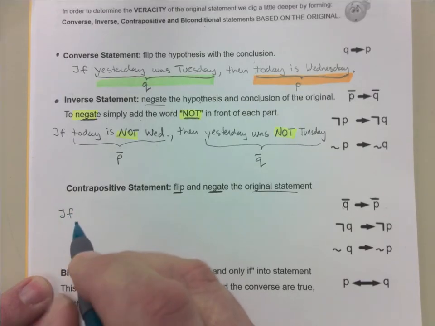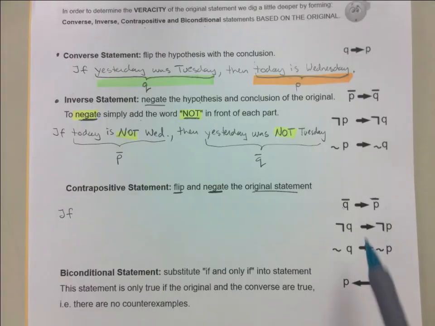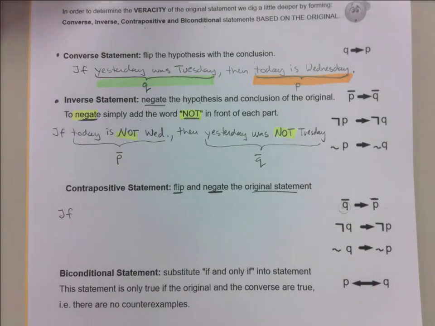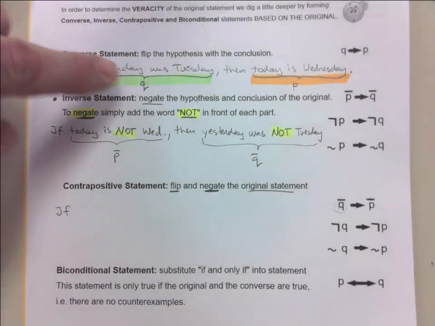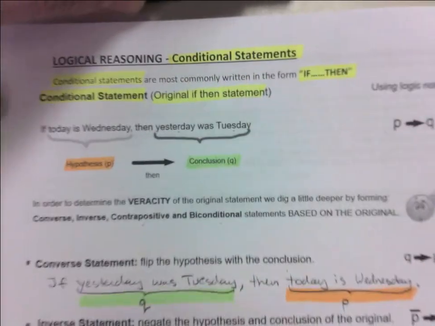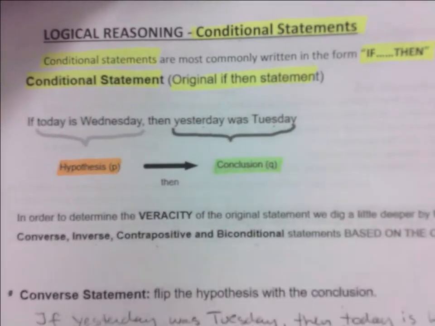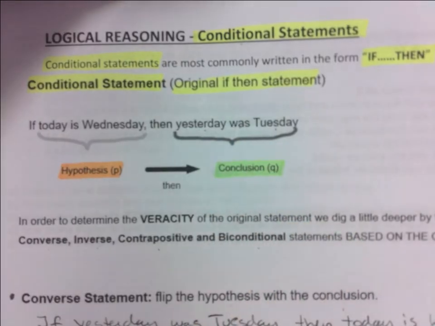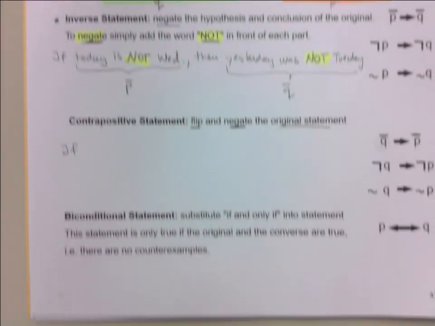So we're going to say this. If, what do I start with? Q, right? And I need to negate it. Which Q am I looking at? You go back to that one. That's Q right now. So we're going to have that first, and we're going to negate it. That's how we're going to start.